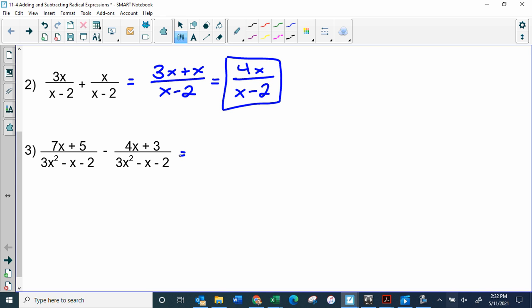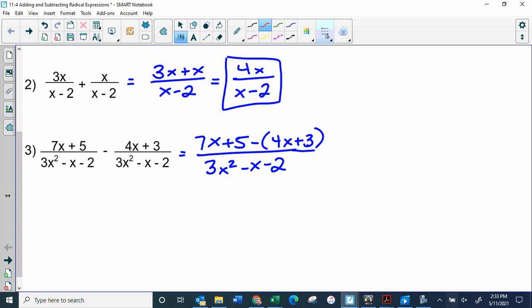So subtract the numerators. Now be careful. This is not minus 4x. This is minus 4x plus 3. So let me show you what I mean by that if you're not following. Let me go ahead and write the denominator in here: 3x squared minus x minus 2. What that means is that you're going to want to distribute that minus sign inside of here. So you're not just subtracting the 4x, you're subtracting the 4x and the 3.